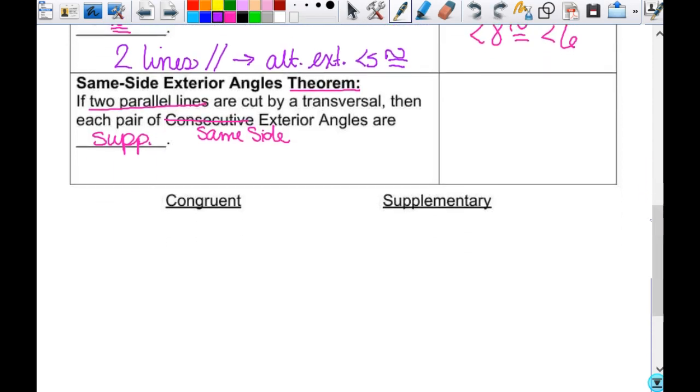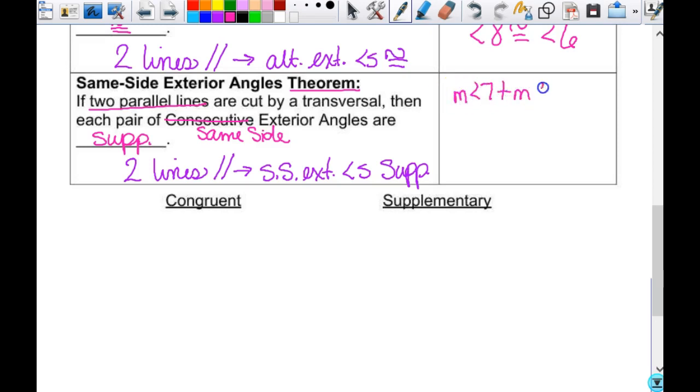So to abbreviate, if two lines are parallel, then same side exterior angles are supplementary. So measure of angle 7 plus the measure of angle 6 equals 180. And the measure of angle 8 plus the measure of angle 5 equals 180. Okay? Everybody okay with that?